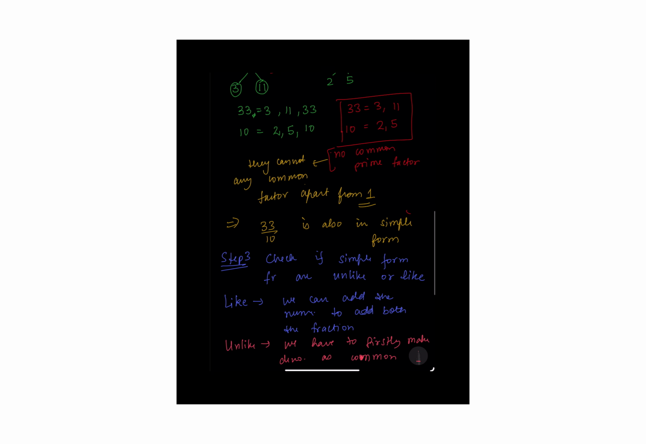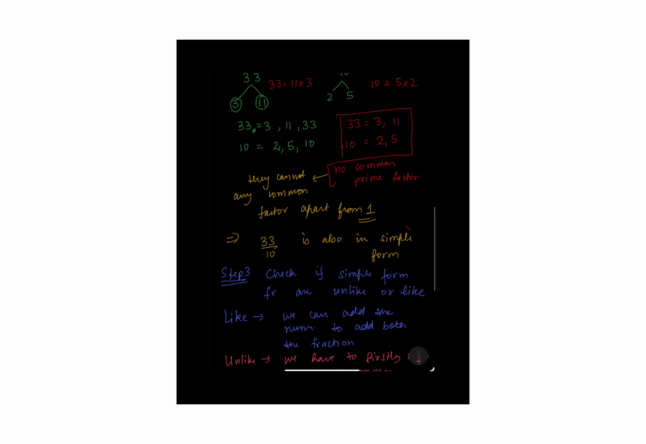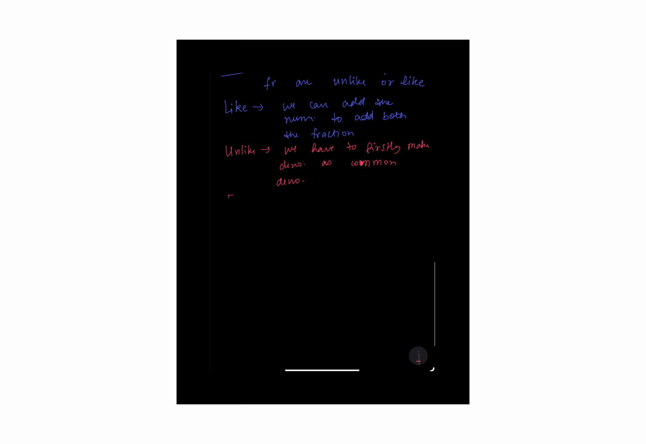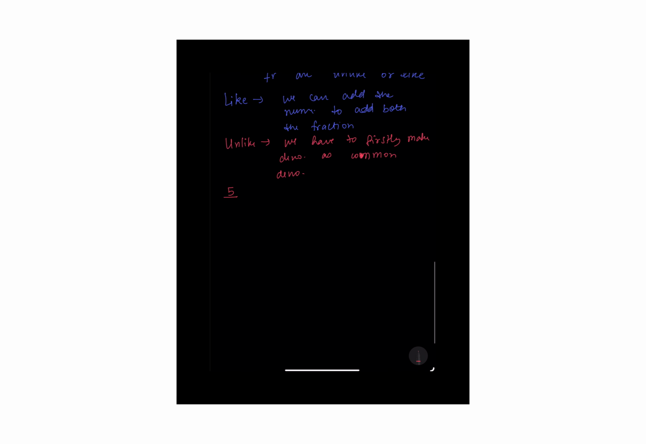Since the fractions which we have, what are they? Let's recall. 5 by 3 and 33 by 10. So let's write it down: 5 by 3 and 33 by 10. Just by looking at this, we see that 3 and 10 are not equal.